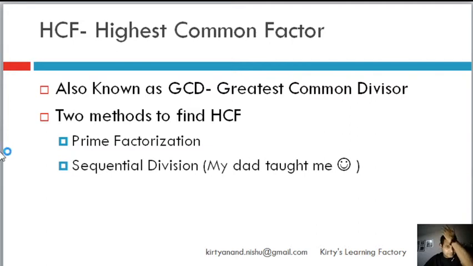So let's start with HCF. Basically, HCF is also called greatest common divisor, and there are two methods to find HCF. One is via prime factorization and the other method is sequential division. This is something that my father taught me when I was a kid, and I was going through the book that NCERT has written. In that book I did not find this method, but I remember when I was small, this method used to be there in books also.